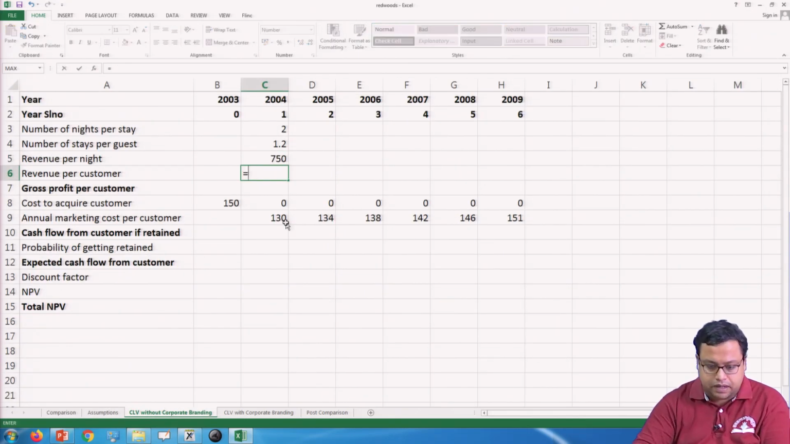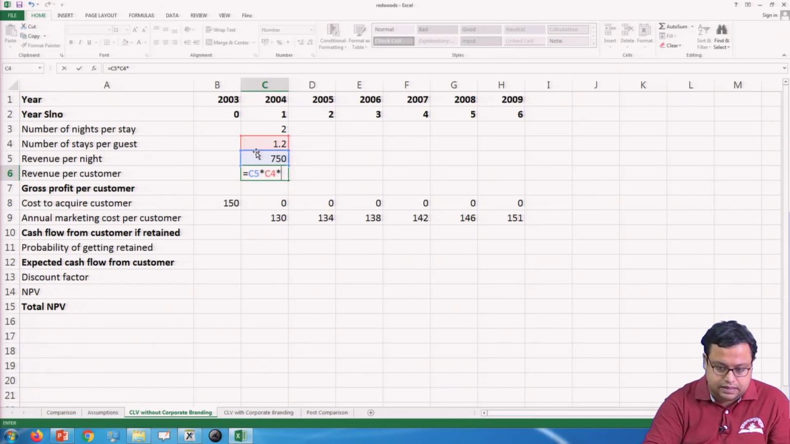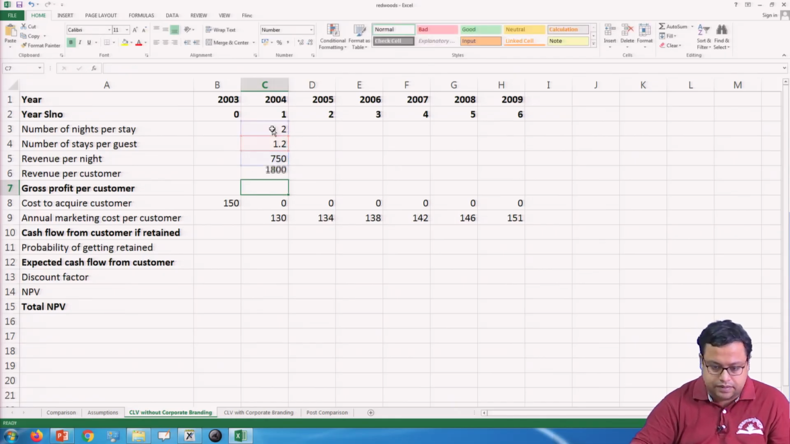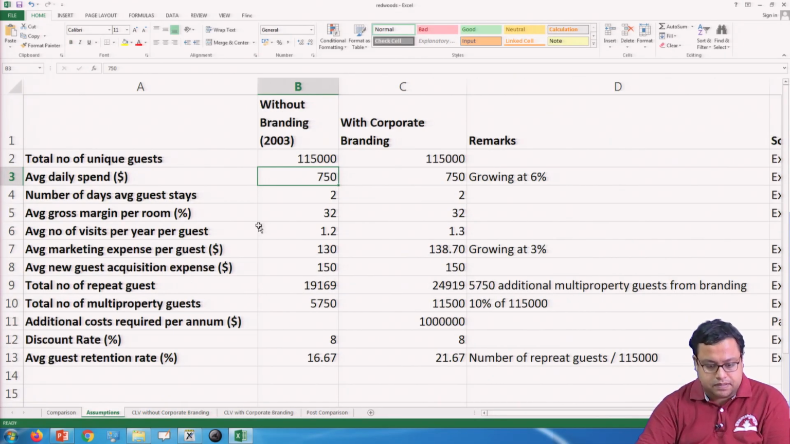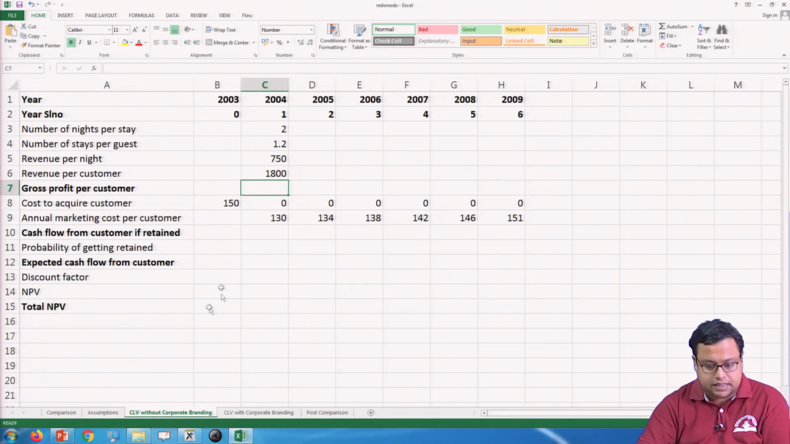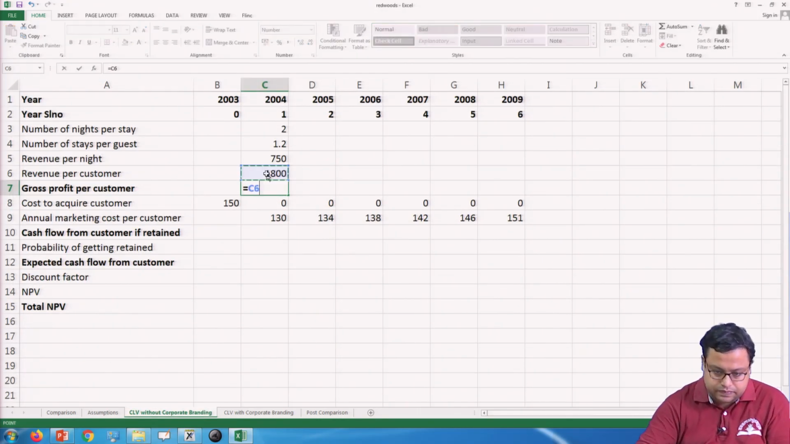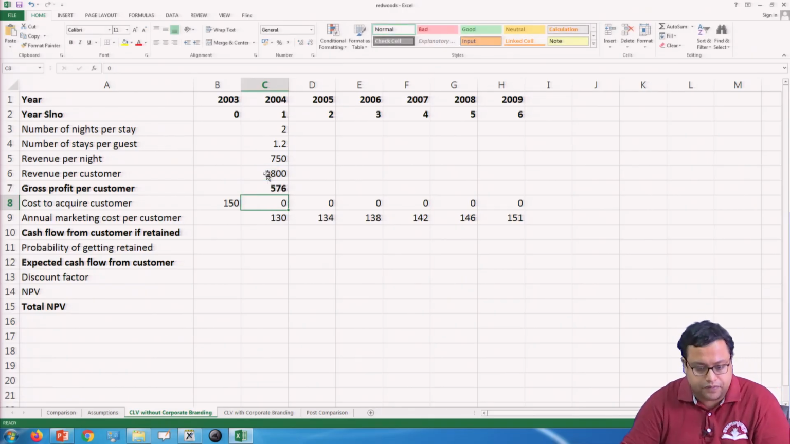So, what is the revenue per customer? That is basically this into this into this, that is the revenue. And what is the gross profit then? The gross profit is basically, a 32% margin is there. So, this comma 0.32, that is my gross profit.